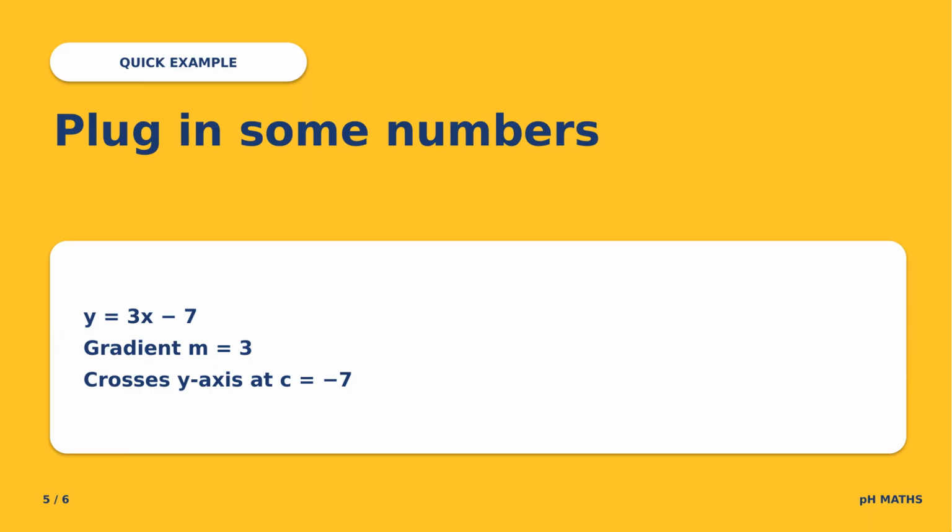Quick example: y equals 3x minus 7. The gradient m is 3. The y-intercept c is minus 7. The line crosses the y-axis at minus 7. Two pieces of information, both visible at a glance once the equation is in standard form.